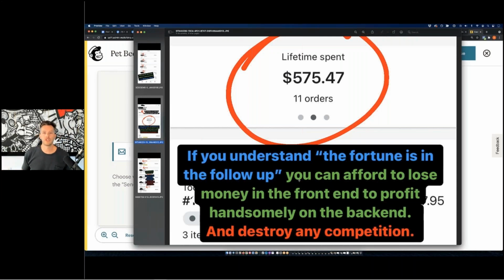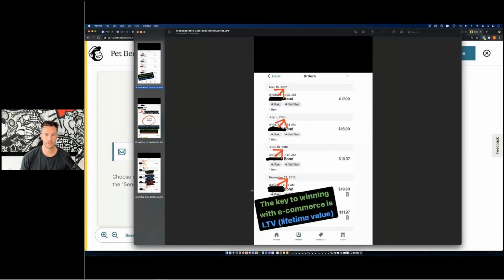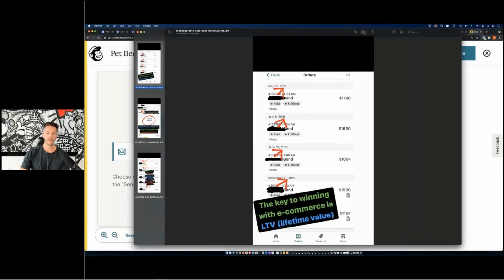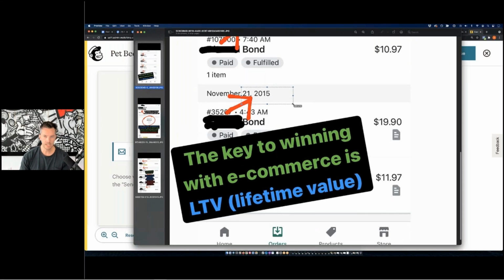You're not freaking out because you understand you have an automated machine set up that's going to turn that $15 into 30, then to 45, then to 60, so on and so forth, just like it did with this one customer right here. All right, so this is their journey all the way back to 2015. So in 2015, November 21st, 2015, this person came in and bought a free plus shipping offer.